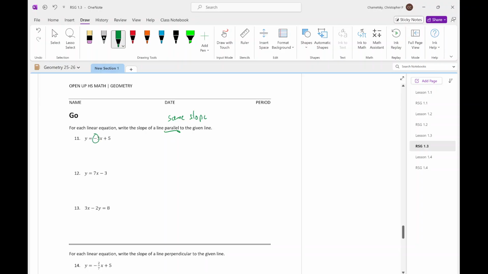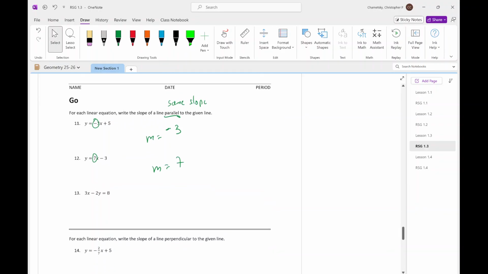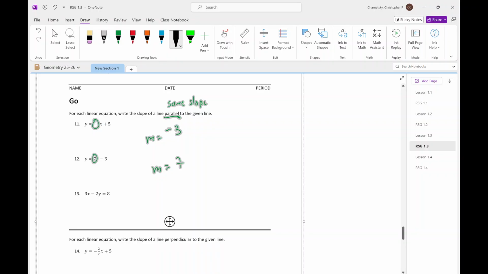So for 11, slope is going to be the same. It's going to be -1 or -3. For 12, slope is going to be 7. And for 13, I got to do a little bit of algebra on this guy because I can't quite read what the slope is. We're in standard form here.